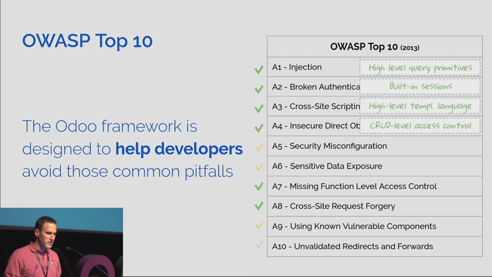A7, missing function access control, would be if a feature, like a button that you click, allows you to do something, and it would not be properly checking if the user doing it has the right to do it. And someone, maybe a less privileged user, could trick the system into clicking the button, and it would be allowed to accomplish something that they should not be allowed to do. Again, the security model and the access control, the way it is designed in Odoo, should prevent this kind of vulnerability.